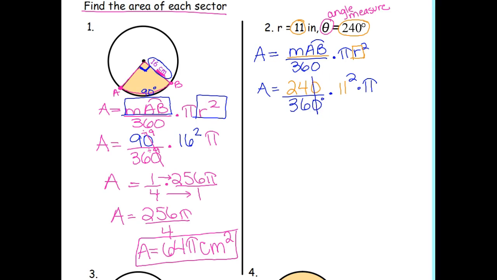So again, we want to simplify our fraction, then both end in 0 so we can cross the zeros off. So really, we're simplifying 24 over 36. These are both divisible by 12. So 24 divided by 12 is 2. 36 divided by 12 is 3. 11 squared is 121, and then we have the pi at the end. So again, I'm going to turn this into a fraction, and when we multiply fractions, we just multiply numerator times numerator, denominator times denominator. So 2 times 121 is 242. Don't forget your pi. 3 times 1 is 3.